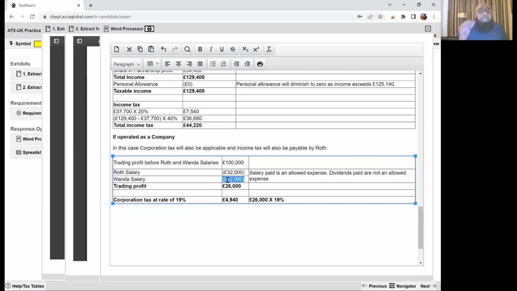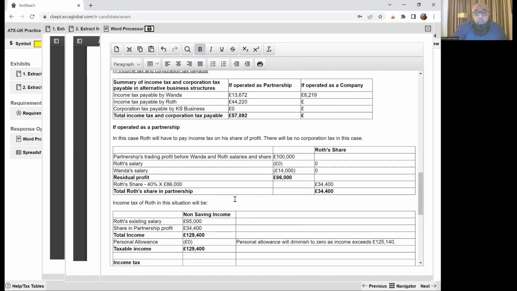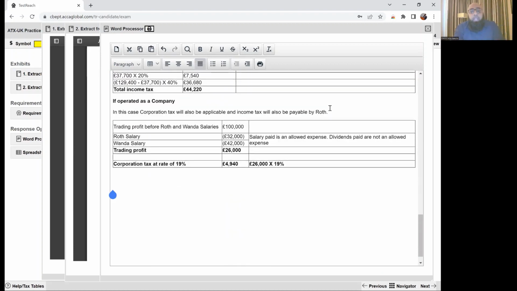What you need to understand is that in partnership, the partners' salaries are their share of profit. But in company, it's a separate entity. So your salary is an allowed expense. Now this is the trading profit and this is the corporation tax, 4,940. So I'll just put the corporation tax here, 4,940. And now we need to work out the income tax payable by Rot.